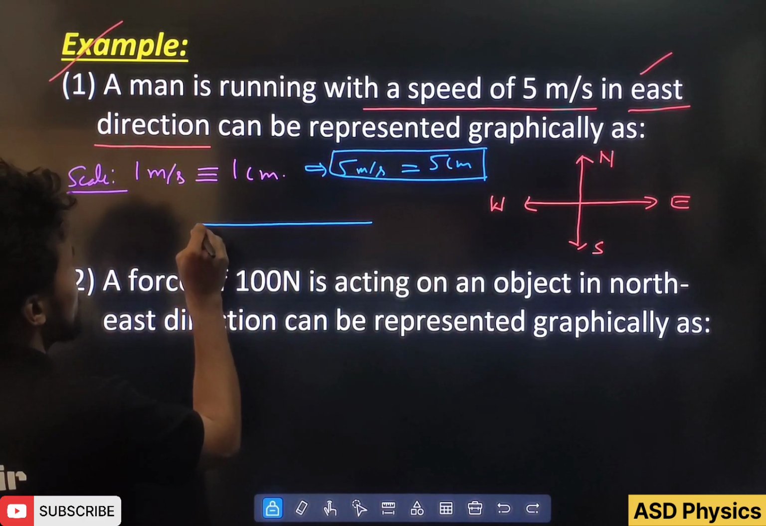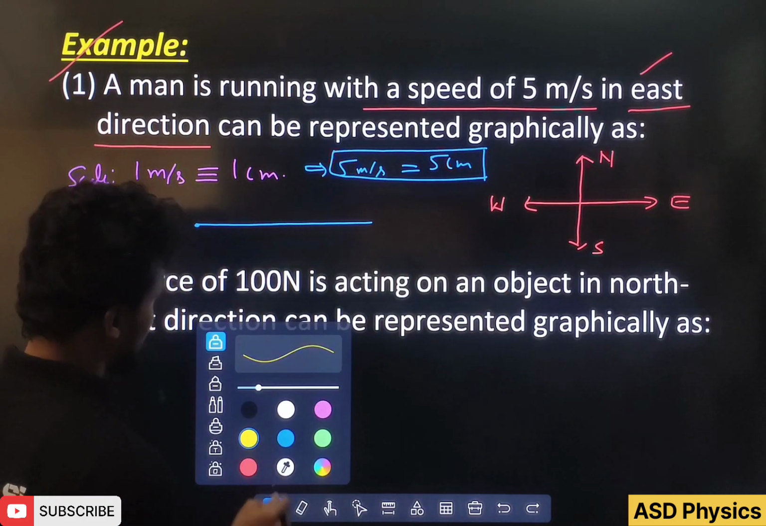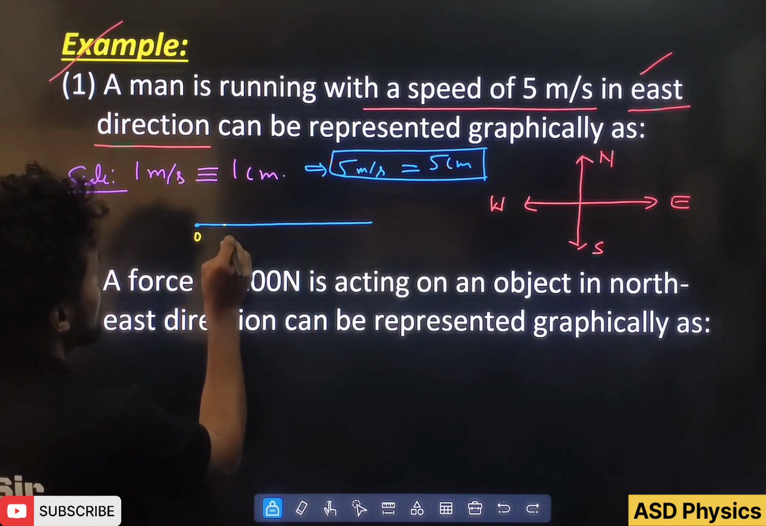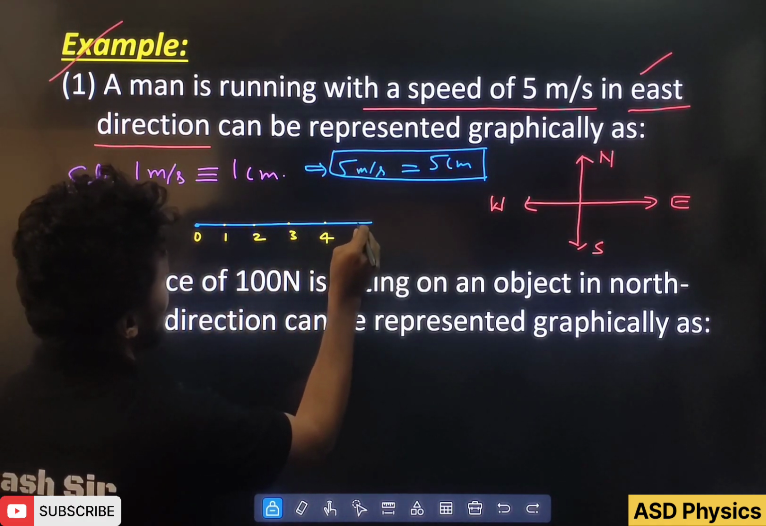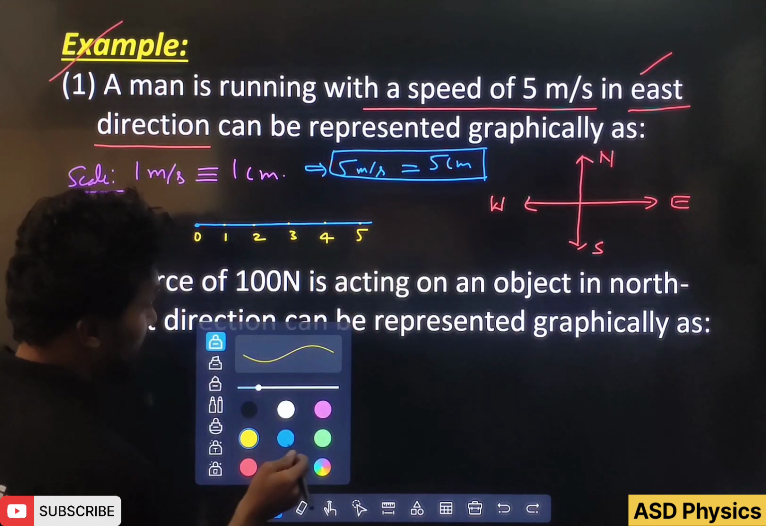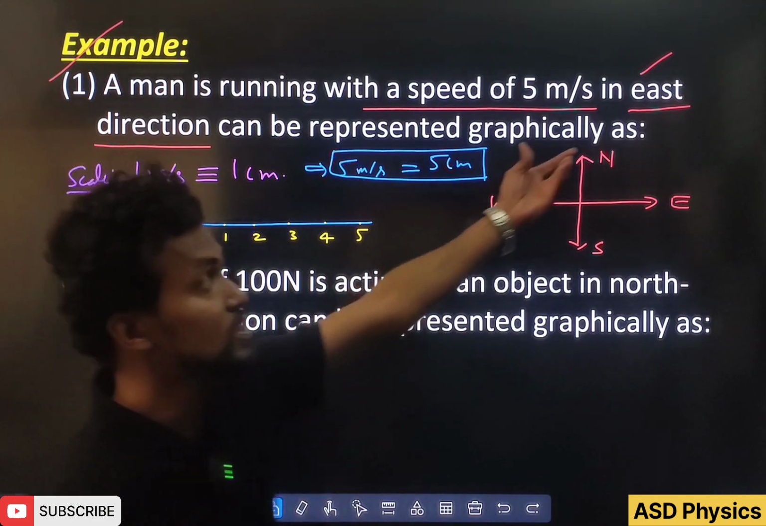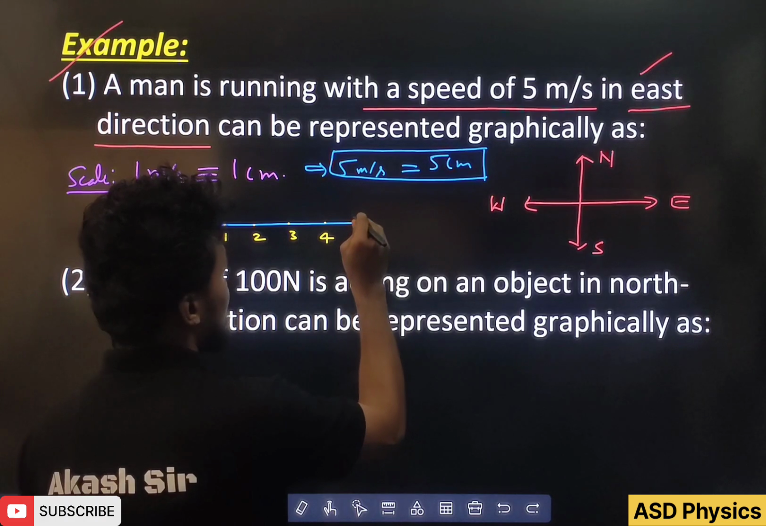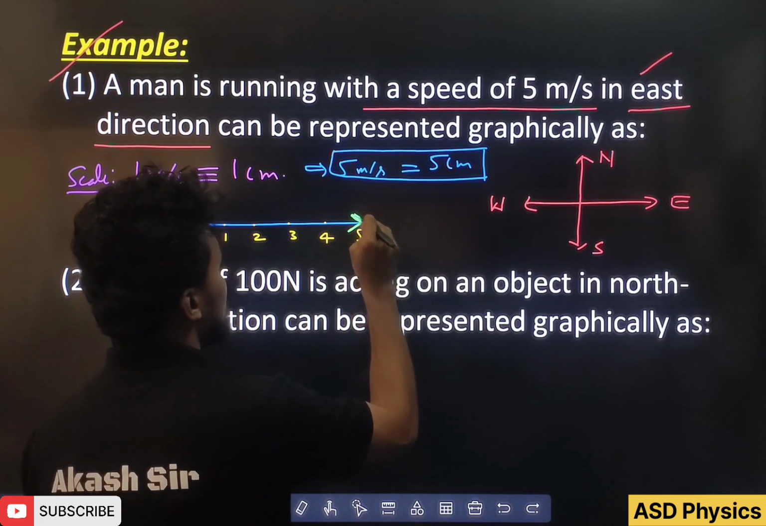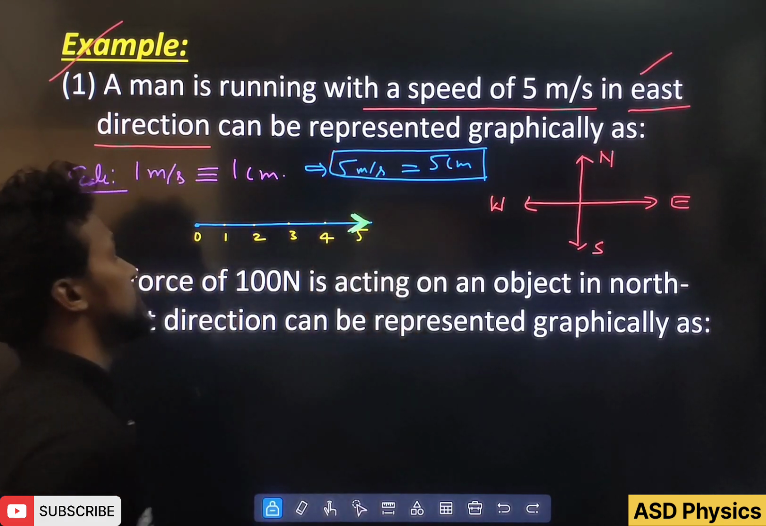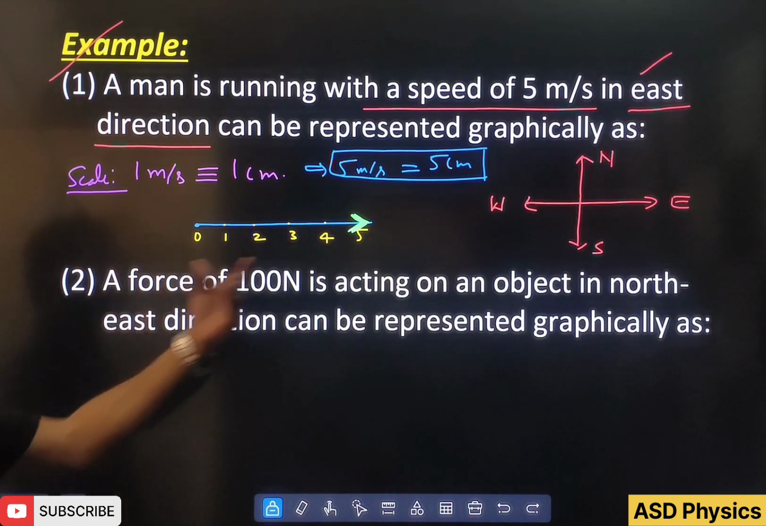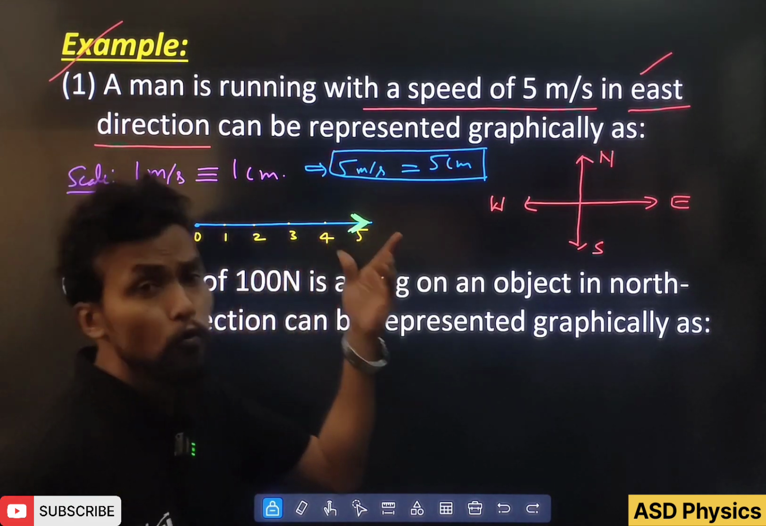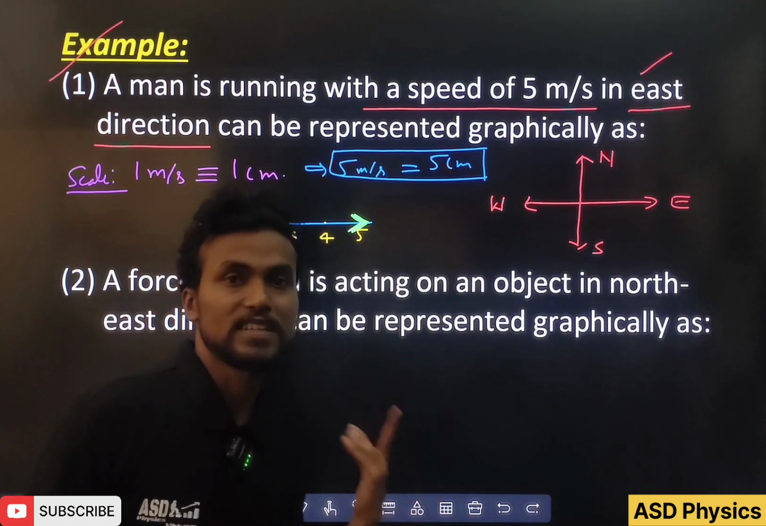Okay, so if I draw 5 centimeters here, this is 0, and I'm just giving the numbers 2, 3, 4 and here 5. Now the arrowhead in which direction? East direction. That means like this. This arrowhead. That means this vector represents what? This vector represents speed in the east direction with how much? 5 meters per second, because here 5 centimeters is there.